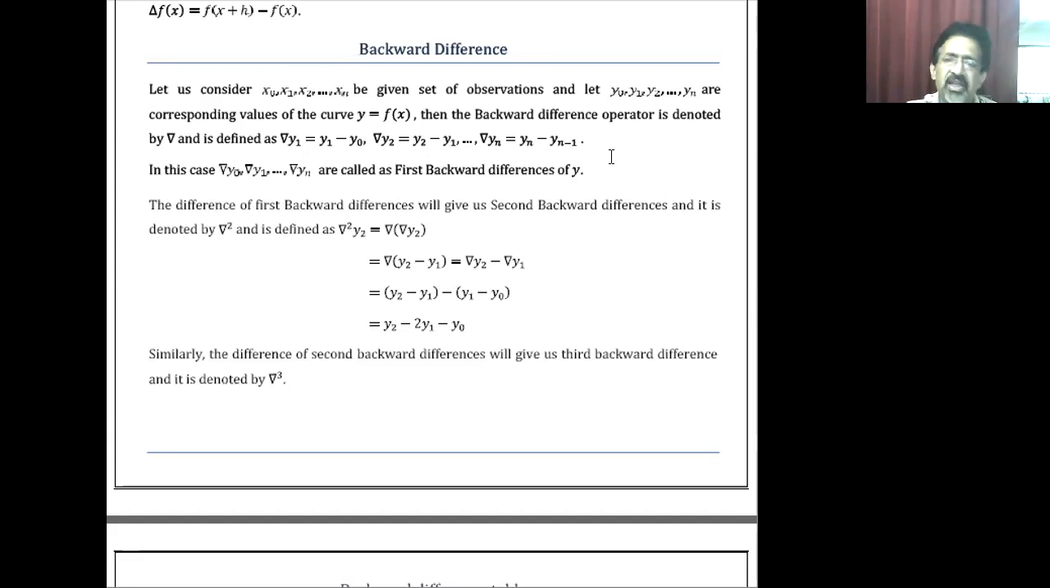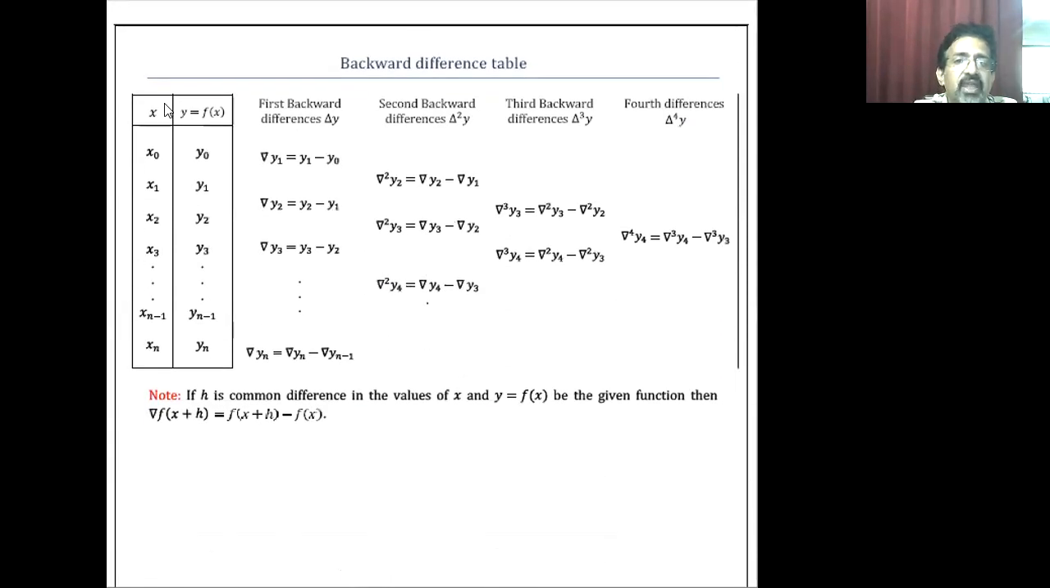Then on similar lines, we can define higher order differences. The difference of the first order backward differences gives me the second order backward difference. The difference of the second order backward differences gives me the third order backward difference. Like that, I can find the higher order backward differences and tabulate them as follows. The first column consists of x0, x1, and so on up to xn. The second column consists of the corresponding values of y, that is, in front of x0 I write y0, in front of x1 I write y1, up to yn.